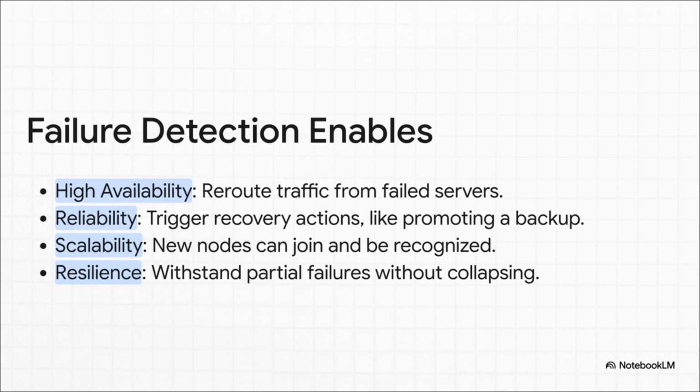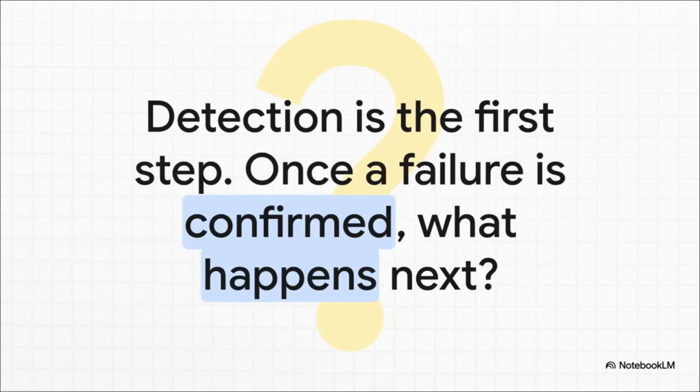It ensures reliability, because the system can automatically trigger recovery actions like promoting a backup database. And at the end of the day, it creates resilience. It's what allows the system to take a hit, to absorb a partial failure without the whole thing collapsing. And really, that's the key takeaway here. Detecting the failure? That's just the beginning. That's step one. The real magic of these massive systems is the automated recovery that happens next.